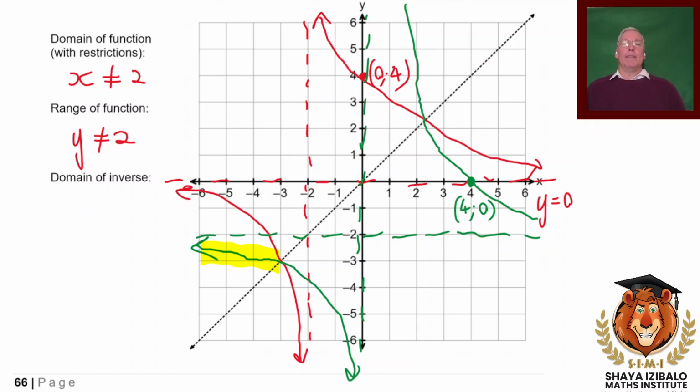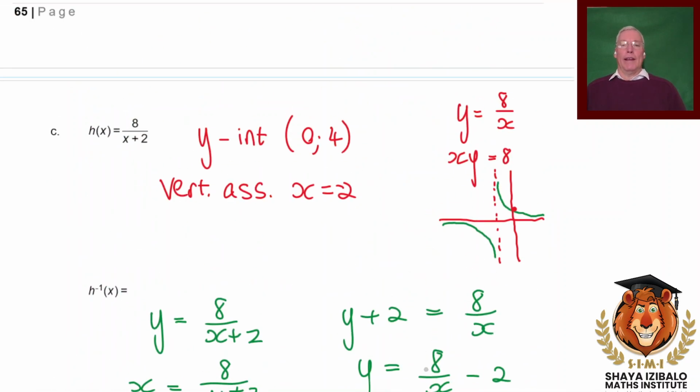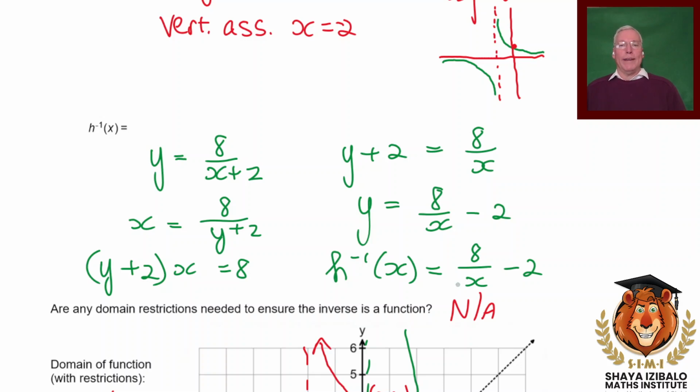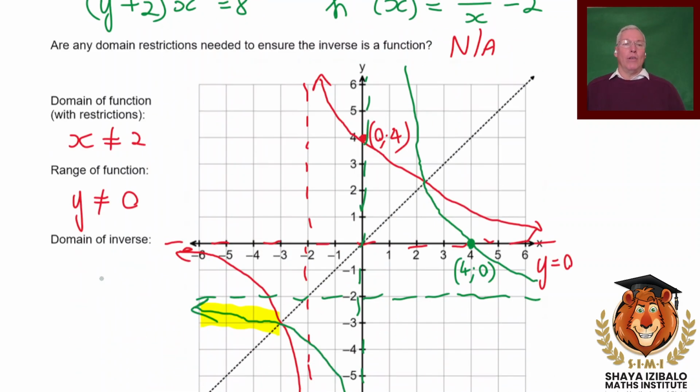Sorry guys, I've messed this up. I've just realized here, this is not y not equal to 2. This is y not equal to 0. What about the domain of my green function? If you go and look at the actual rule here, what can x not equal? x cannot be 0.